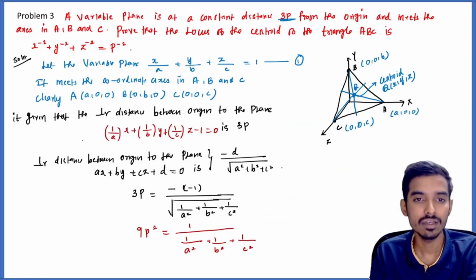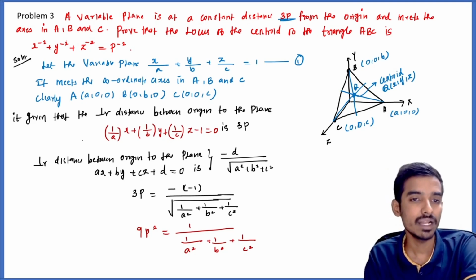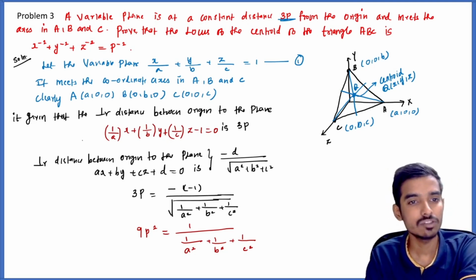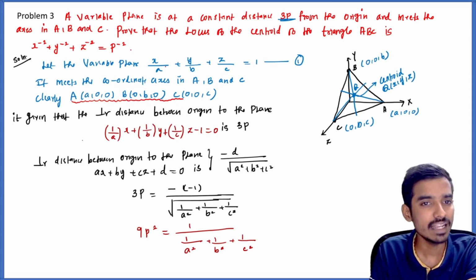Right? Is the required locus. That's what we need to prove, right? Prove that the locus of center of triangle ABC is x power minus 2 plus y power minus 2 plus z power minus 2. So this is easy, right? How did we find these vertices? These are nothing but x-intercept is A, y-intercept is B, z-intercept is C.